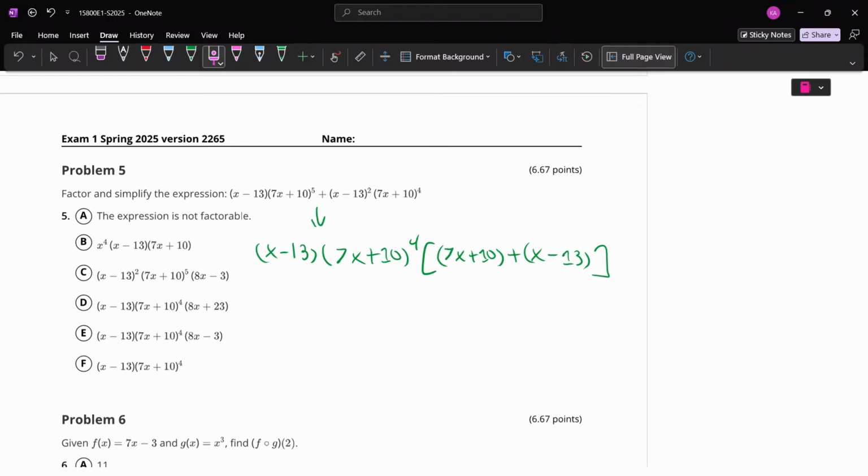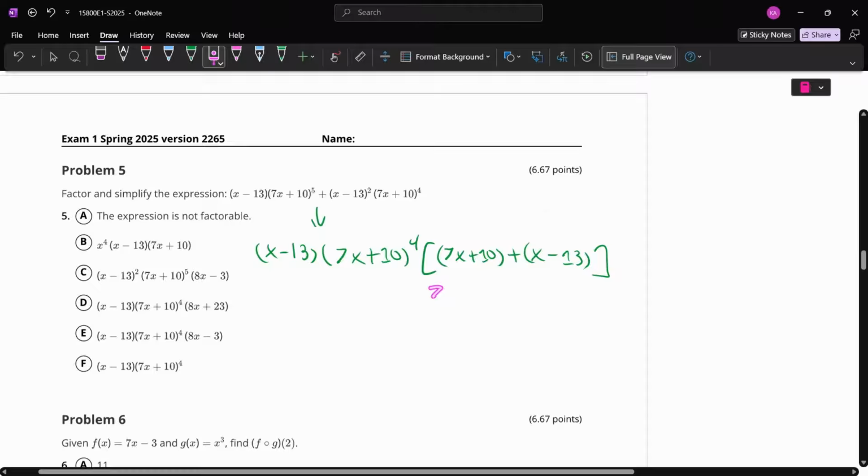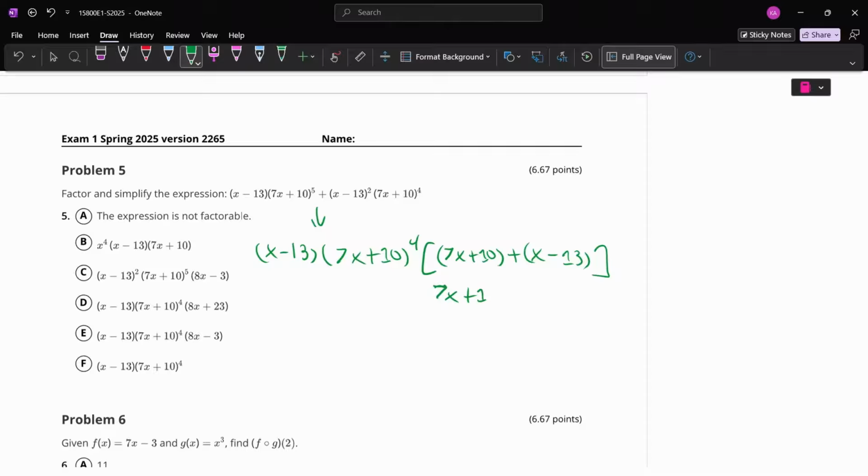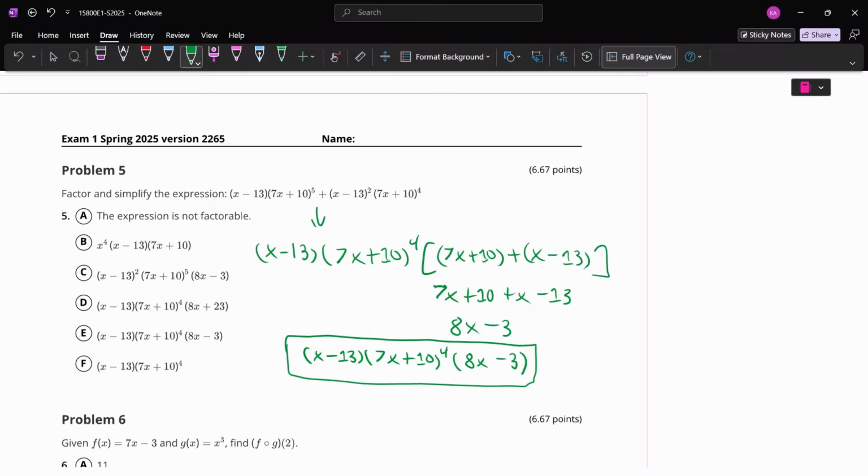That's just as simple as removing these parentheses and combining like terms. So it's going to look like 7x plus 10 plus x minus 13, which simplifies to 8x minus 3. Once you bring this back in, you end up with a final factored and simplified expression: x minus 13 times 7x plus 10 to the fourth power times 8x minus 3. This would be the factored and simplified answer to this question.